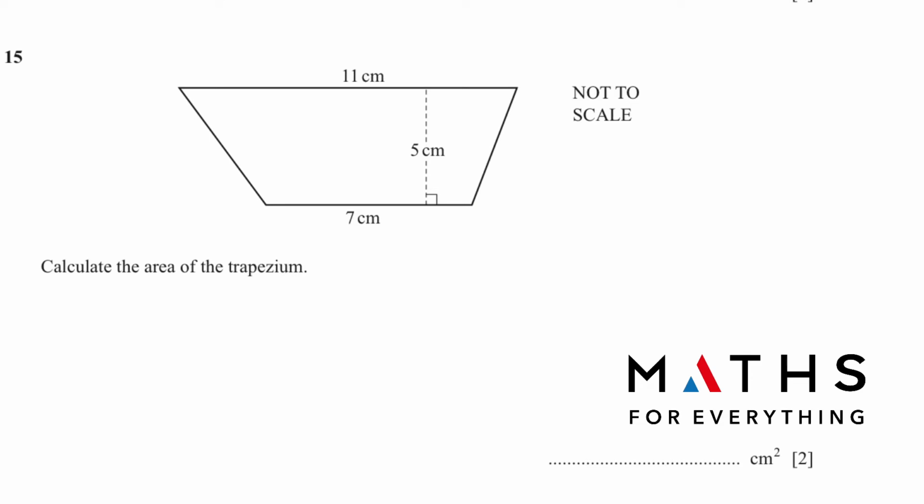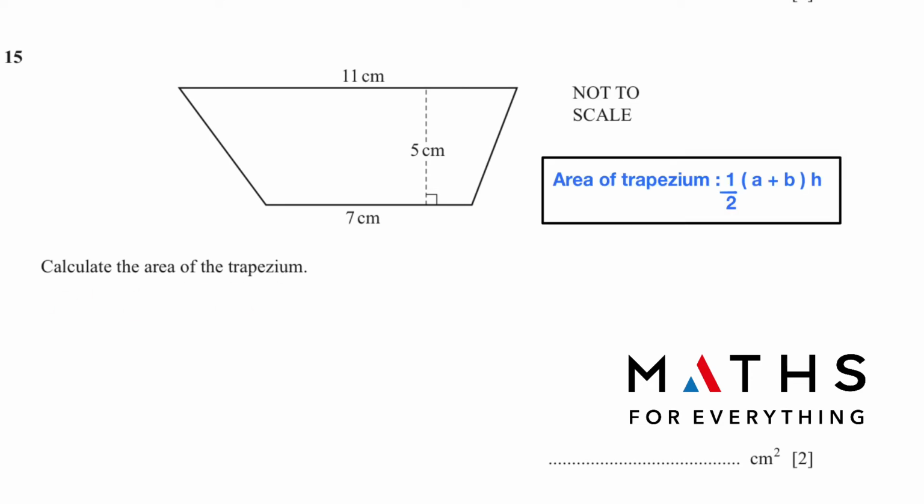We'll start with question number 15. Calculate the area of the trapezium. We can find the area of the trapezium by using this formula: half a plus b multiplied by h. A and b are your parallel sides. H is the height. So that's the only thing you need to know. A very easy mark.